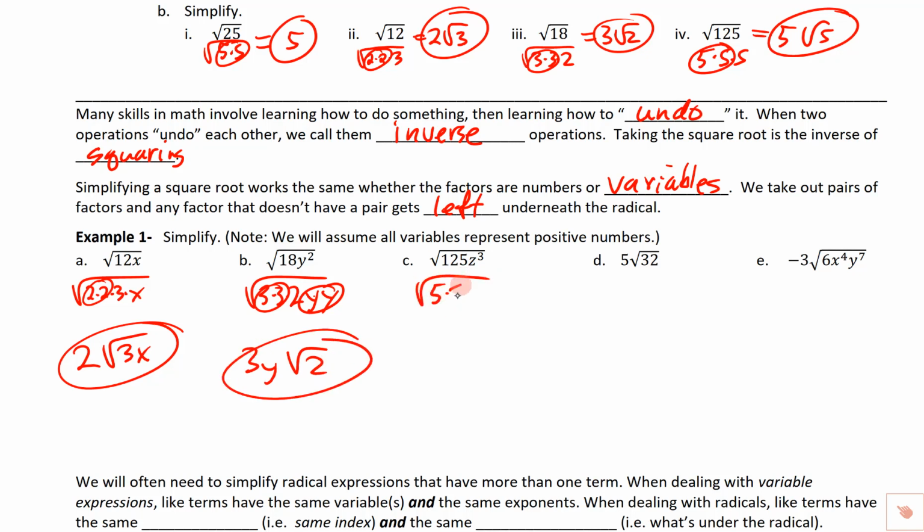Take a look at this one here. We've got a 5 times a 5 times a 5, and then we've got z, z, and z. So pair of 5's, pair of z's. So we're going to have a 5z on the outside, and look at what's stuck underneath.